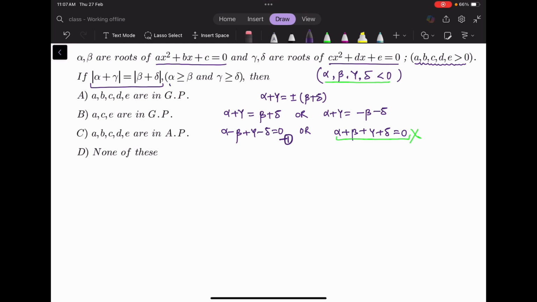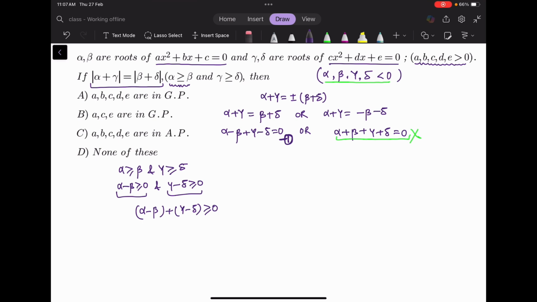Already they have given these conditions that alpha is greater than or equal to beta and gamma is greater than or equal to delta. That means alpha minus beta is non-negative and gamma minus delta is also non-negative. So adding these two non-negative quantities, what I am getting is alpha minus beta plus gamma minus delta, which will definitely be 0 or greater than 0. But adding these two can only be positive if we are not considering alpha equal to beta or gamma equal to delta.